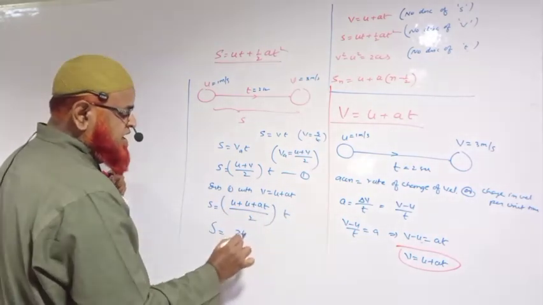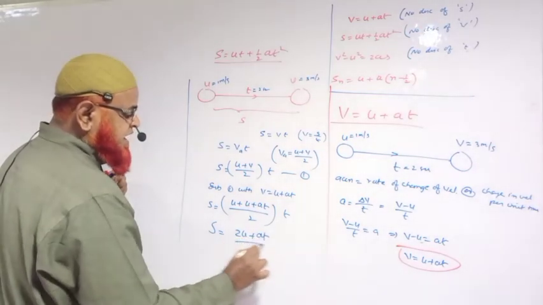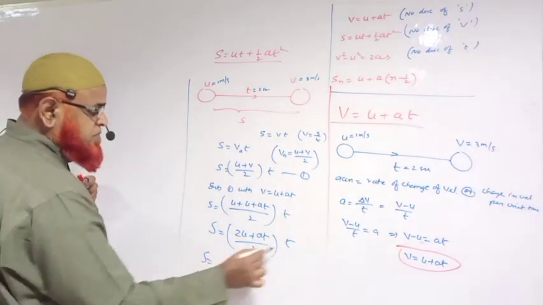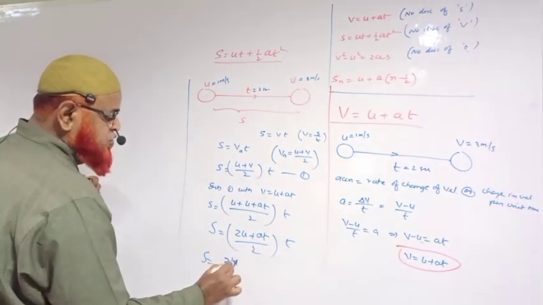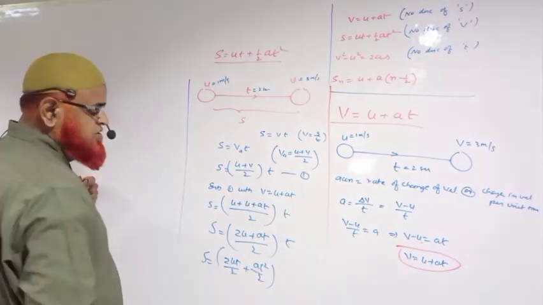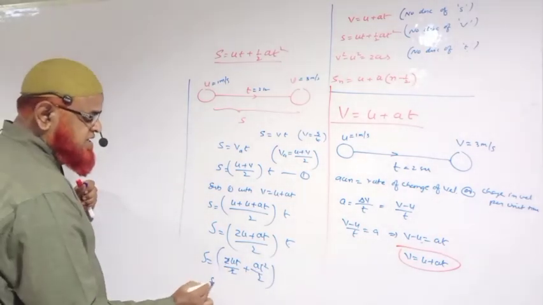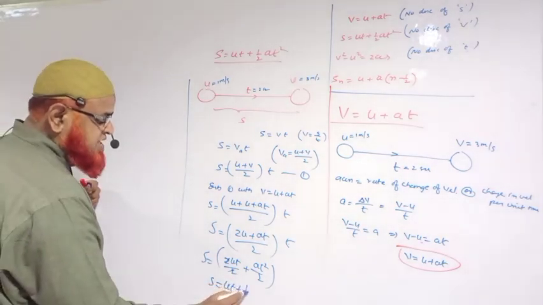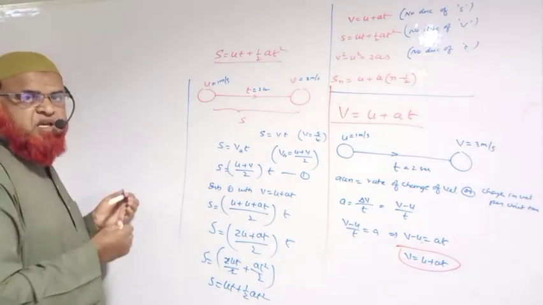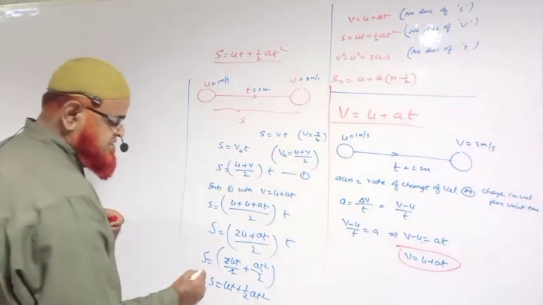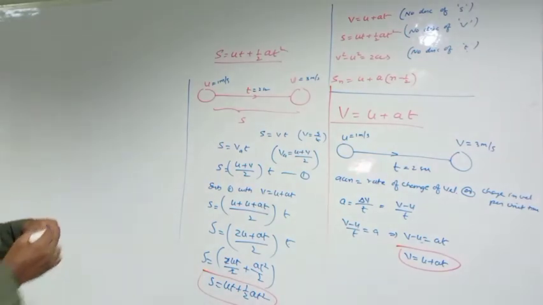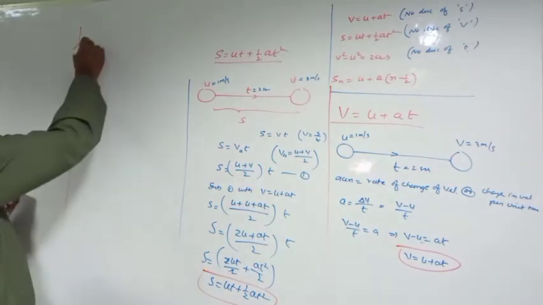S is equal to, can you write this as 2u plus at by 2, into t. So if you multiply this, you can write this as 2ut by 2 plus at square by 2. Partially I am dividing these two. So 2 gets cancelled. S is equal to ut plus half at square. So we get this equation as the second equation of motion. Understood? Yes. Next, what is the third equation of motion?